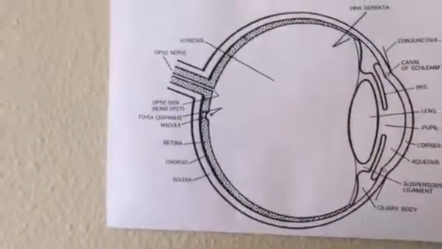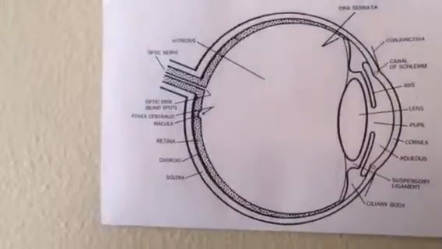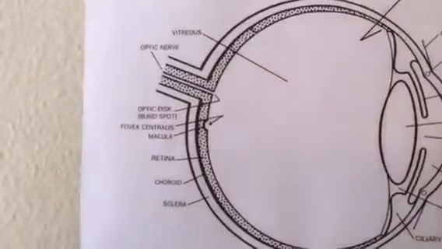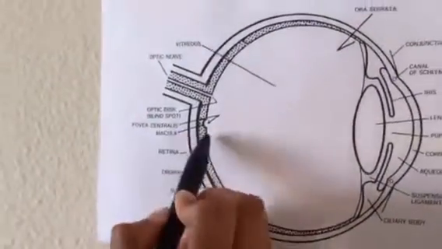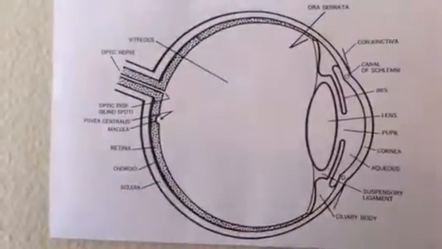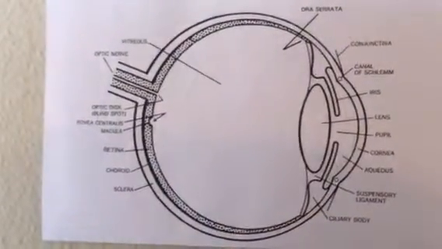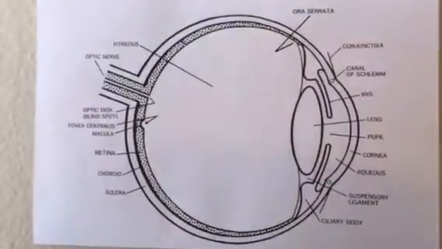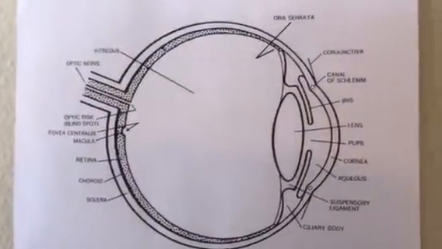Here we have the macula, this little indentation right there. That is the area where we have a lot of cones, and it helps with the acuity of our vision. The fovea centralis is located in the center of the macula, and it's a very tiny spot that is made up exclusively of cones. And that is the area where we have our 20/20 vision.